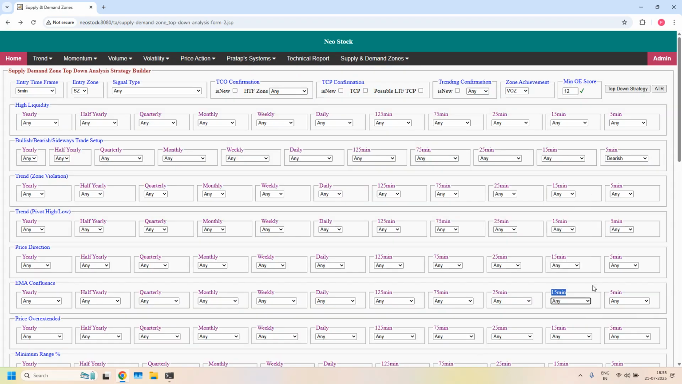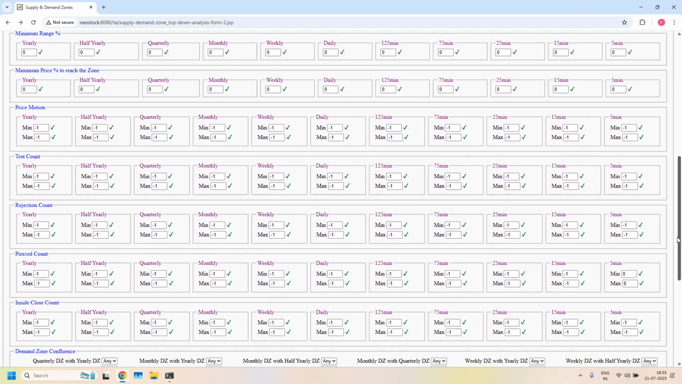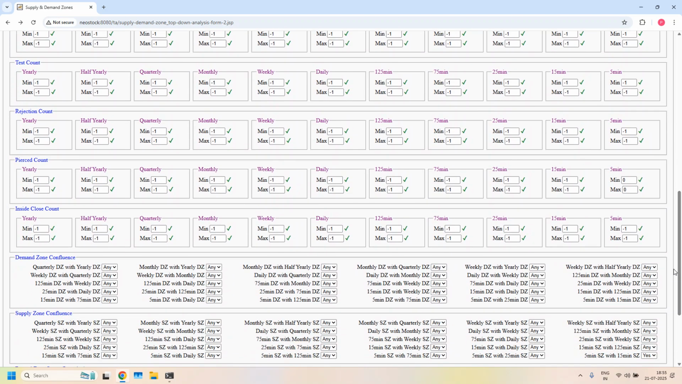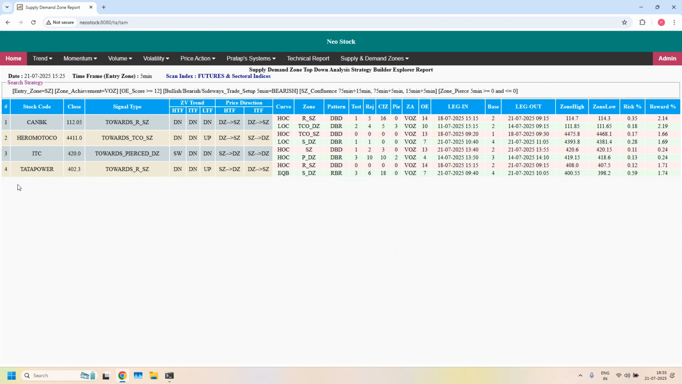Okay, next let us look into LTF, ITF, HTF supply zone confluence supported stocks. Remove the EMA filter. Supply zone confluence, 3 filters we have to set: 5 minutes, 15 minutes and 75 minutes. Already we enabled 5-minute and 15-minute supply zone confluence. Next, 5-minute and 75-minute supply zone confluence, and 15-minute and 75-minute supply zone confluence. With all the 3 filters, we got 4 stocks.